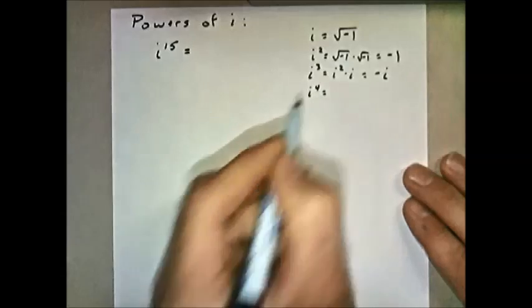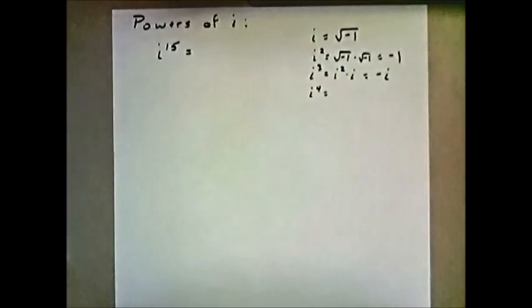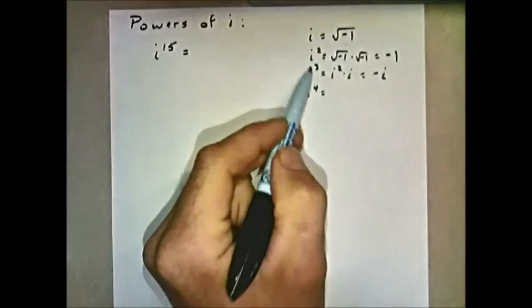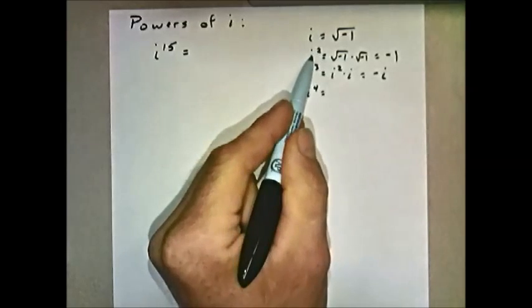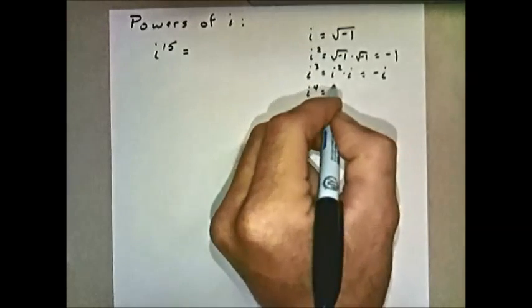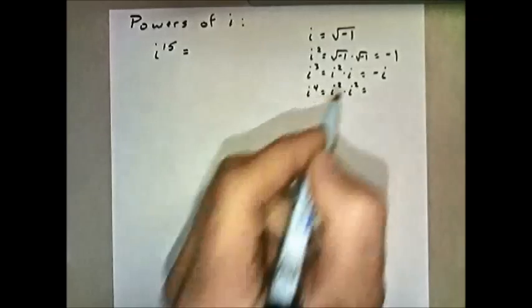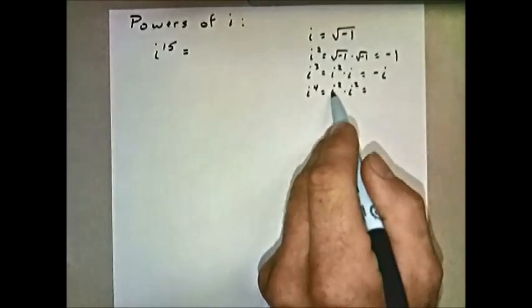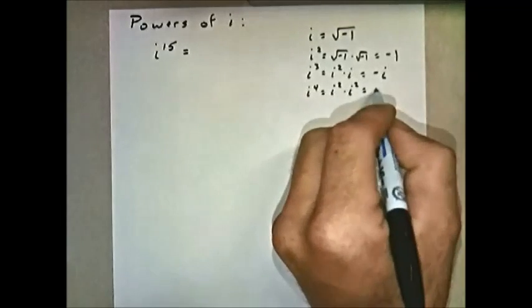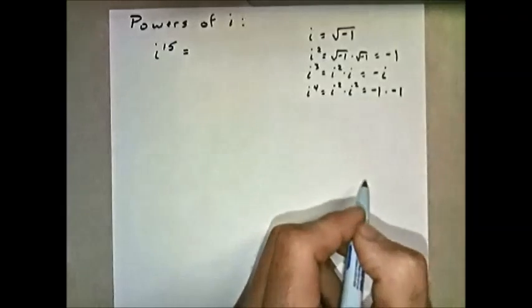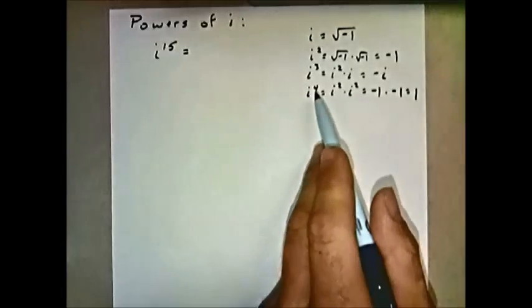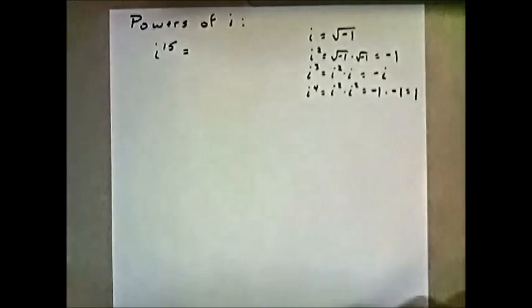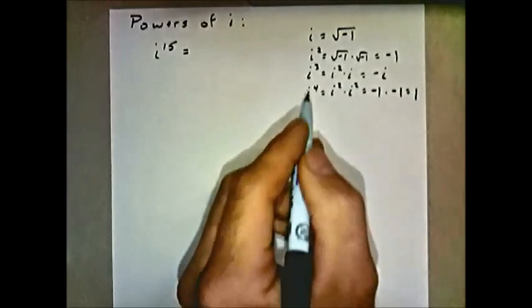Let's expand this to i to the fourth. Well, using our previous knowledge about exponents, we know that i to the fourth is made up of i squared times i squared. And i squared are simply -1 times -1, which gives us 1. So i to the fourth, we end up with a real number.